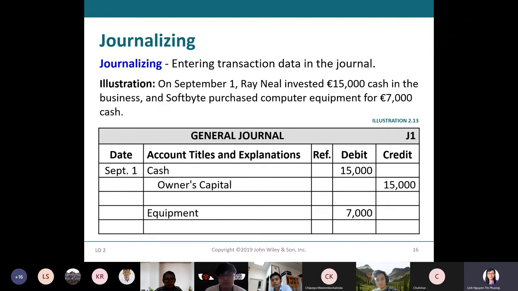So it means equipment increases, right? Because we have equipment, so assets increase. Assets are on the left side, and when they increase, we debit 7,000. What else do we need to credit? Anyone know? We buy the equipment for cash. So what else do we credit? Cash, ma'am. We credit cash 7,000, good, because we pay cash, right? So our cash decreases. When cash decreases, assets decrease, so we credit. Okay, got that? Okay, next.